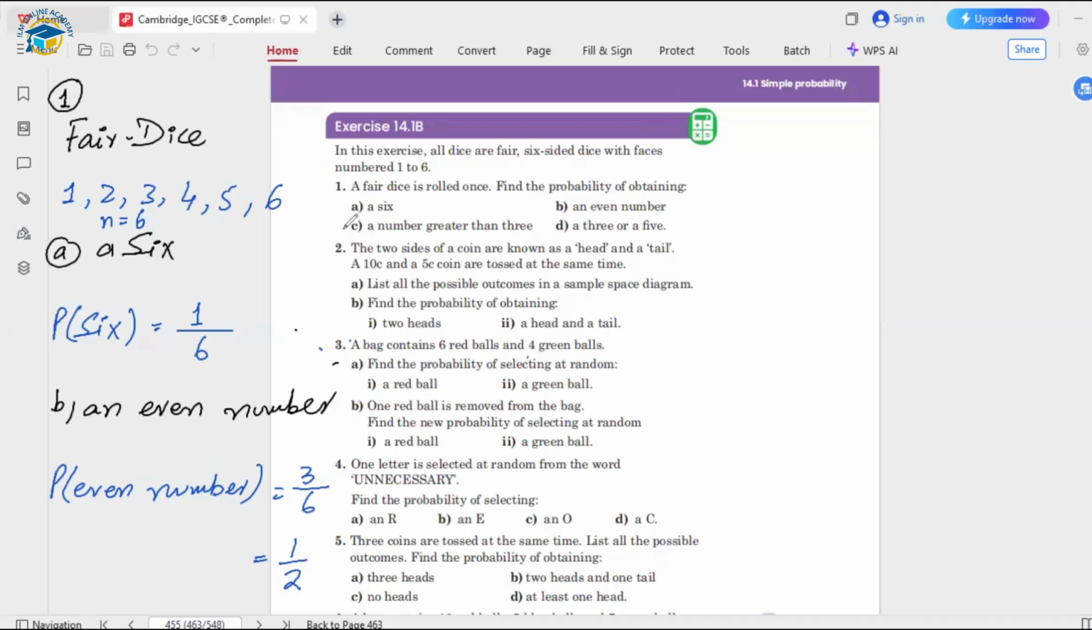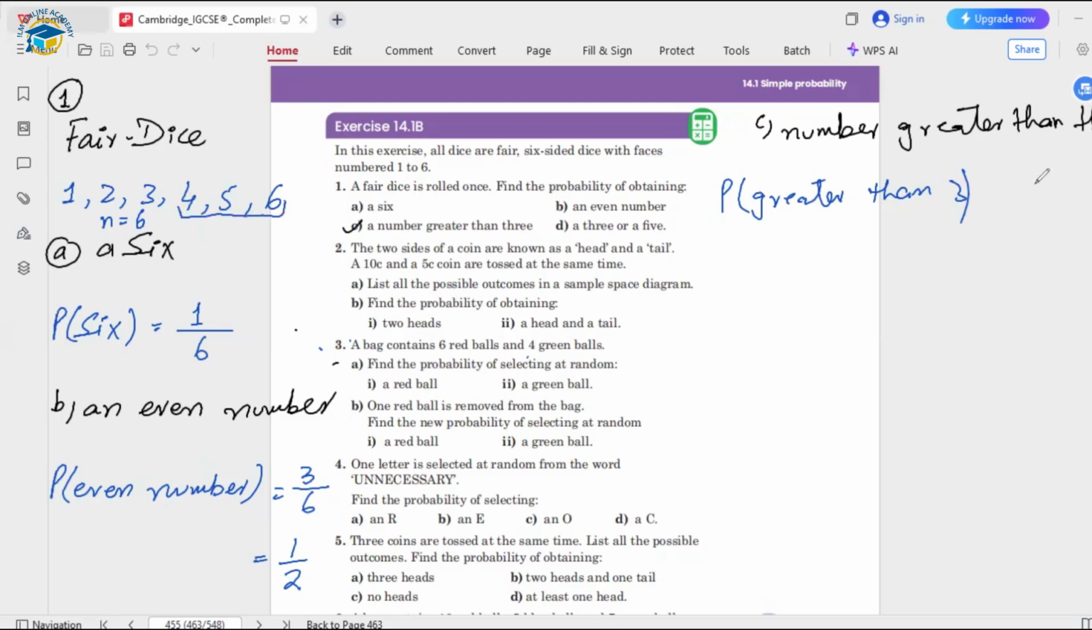So next, part number C, they give us a number greater than 3. So for this, if I need to find the probability of a number greater than 3, how many numbers do we have greater than 3? These are 3 numbers: 4, 5, 6. 3 numbers out of a total of 6 numbers. Okay, 6 total possibilities are there and 3 numbers we are getting that are greater than 3. So again we will simplify. So it will be 1 by 2. That's your part number C.